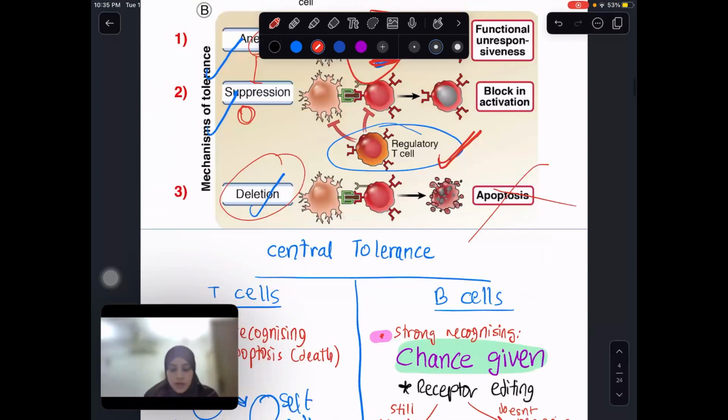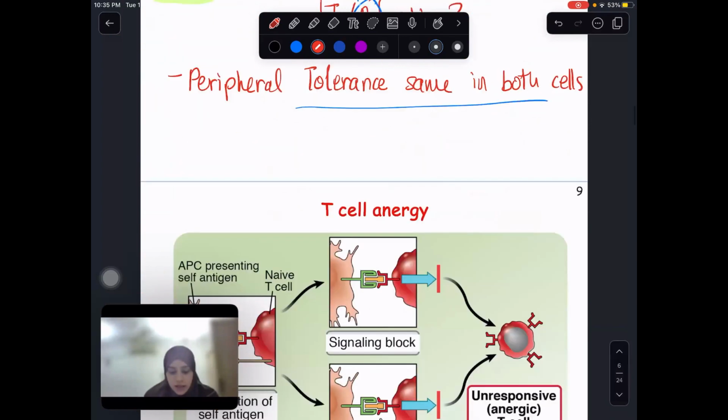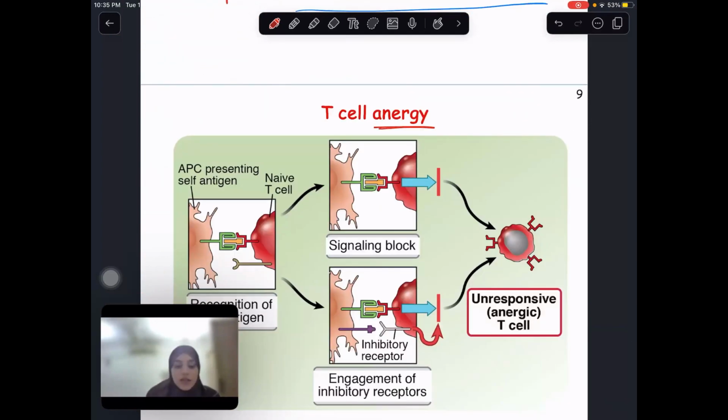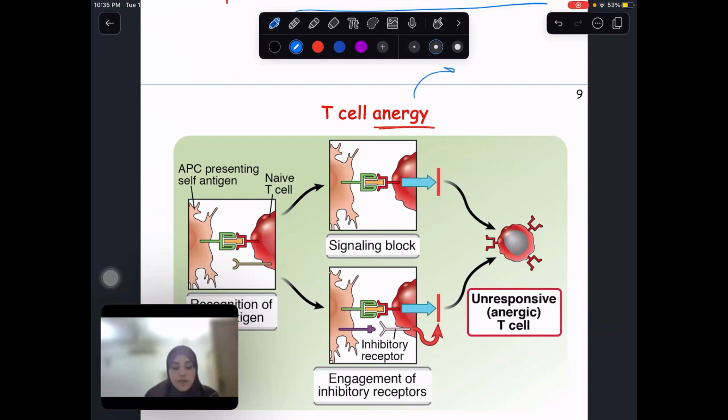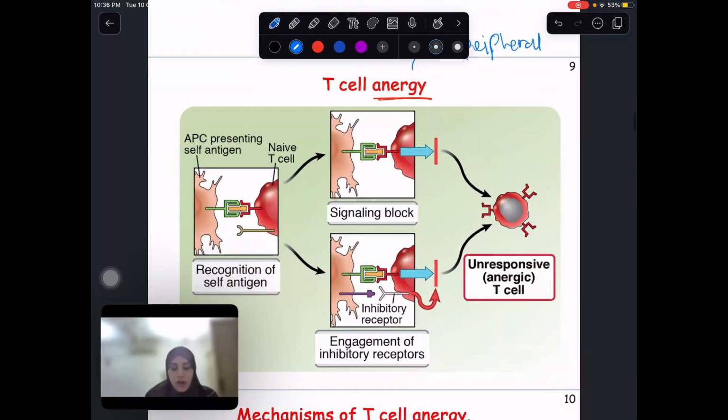Let's look at each case. Now, T cell anergy. If I tell you T cell anergy, where is this found? Peripheral or central? Peripheral. Okay, central of T cells, it's only the apoptosis or the Treg development. T cell anergy is in peripheral tolerance. Okay, what happens? I told you anergy is going to be only the use of the cell itself. It doesn't require help from Treg. So we can see that here.